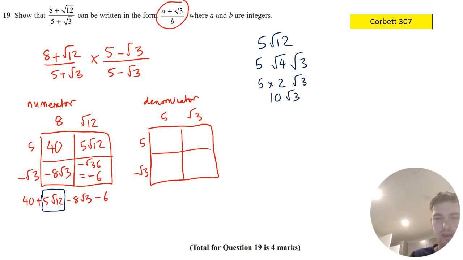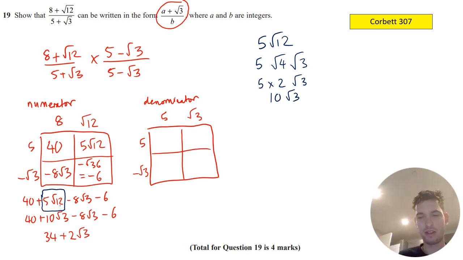So now that I've done that, I can rewrite this where all of my roots are root 3, and I can now simplify. So 40 minus 6 is 34. 10 root 3 minus 8 root 3 is 2 root 3. Okay, that was the hardest part of the question. Now the denominator.